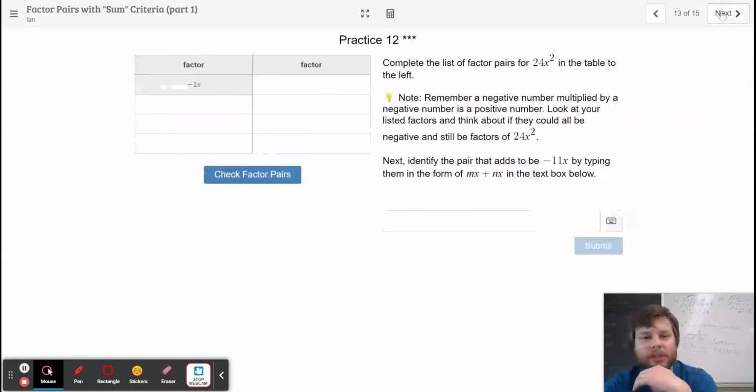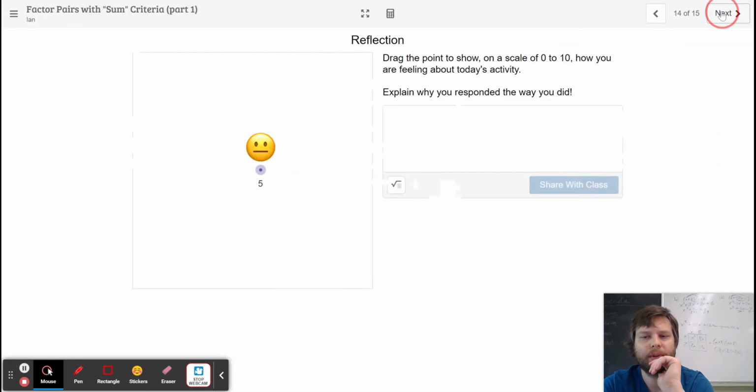Let's just see if there's any other wrinkles in here. Same thing with negatives, reflection.